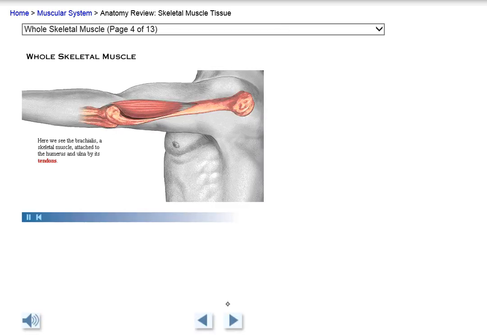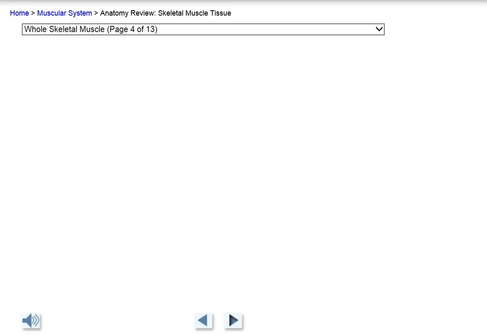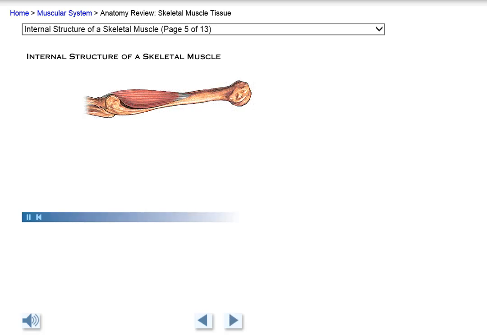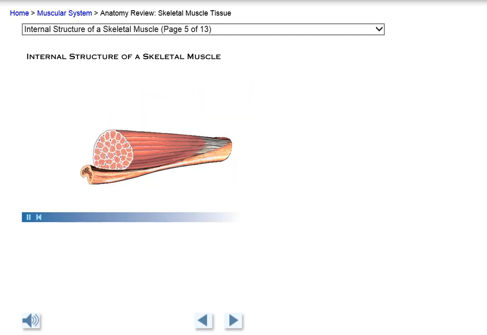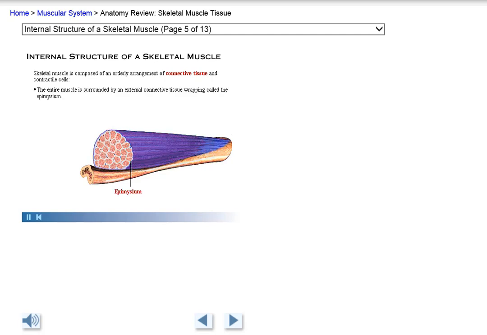Here we see the brachialis, a skeletal muscle attached to the humerus and ulna by its tendons. For a cutaway view, click the muscle. Let's look at the internal structure of a skeletal muscle. A typical skeletal muscle is composed of an orderly arrangement of connective tissue and contractile cells. The entire muscle is surrounded by an external connective tissue wrapping called the epimysium.